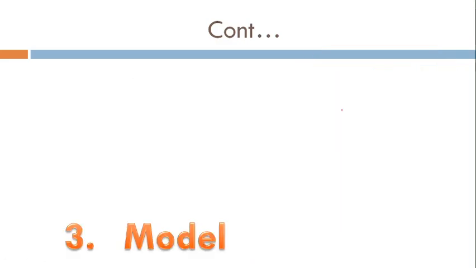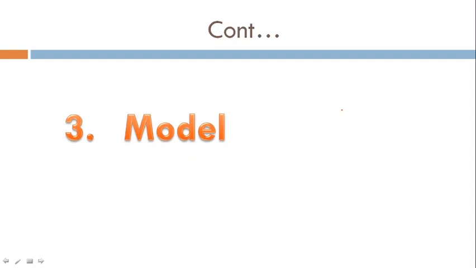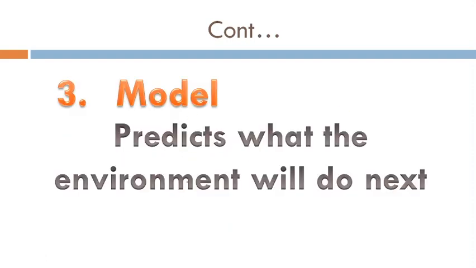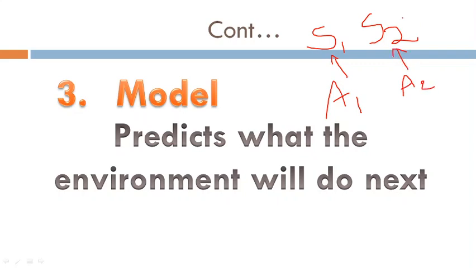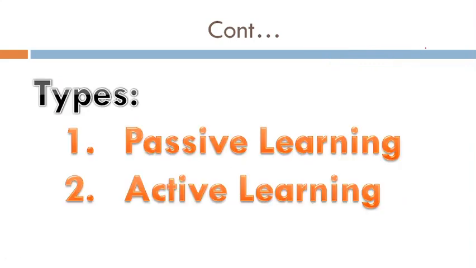Coming to the third one, model. Model is nothing but it predicts what the environment will do next. Suppose in state 1, I am applying action 1. After applying action 1, what is the next state of the environment? The agent will predict the next state after applying the actions. That is the model. So those are the components.